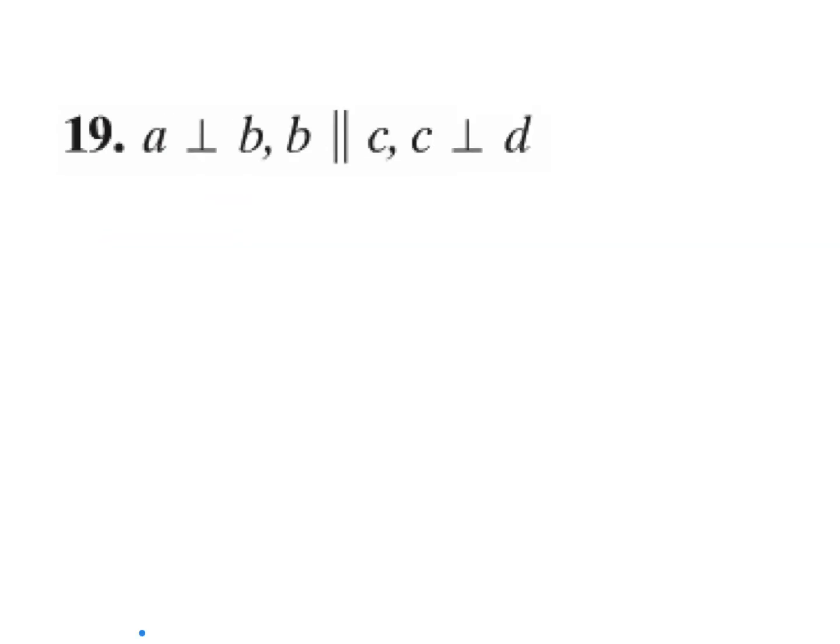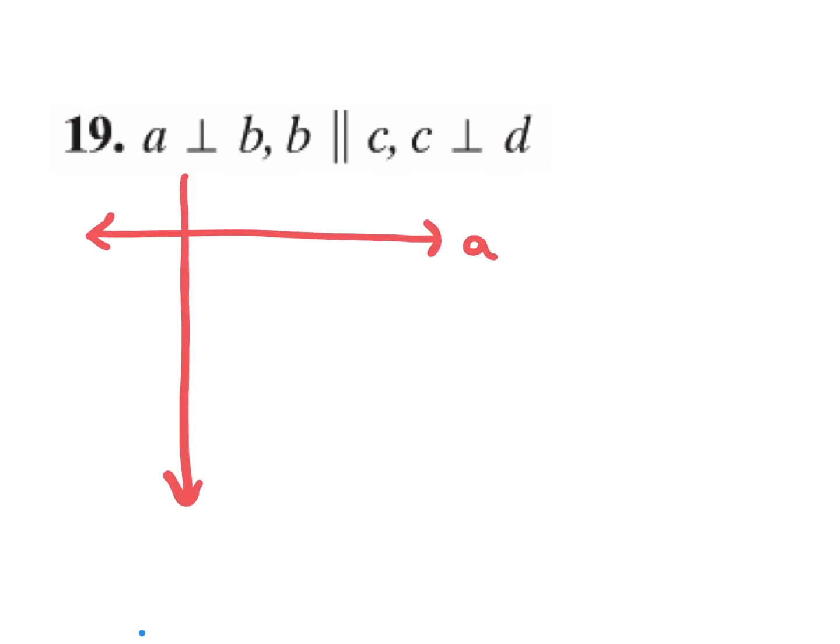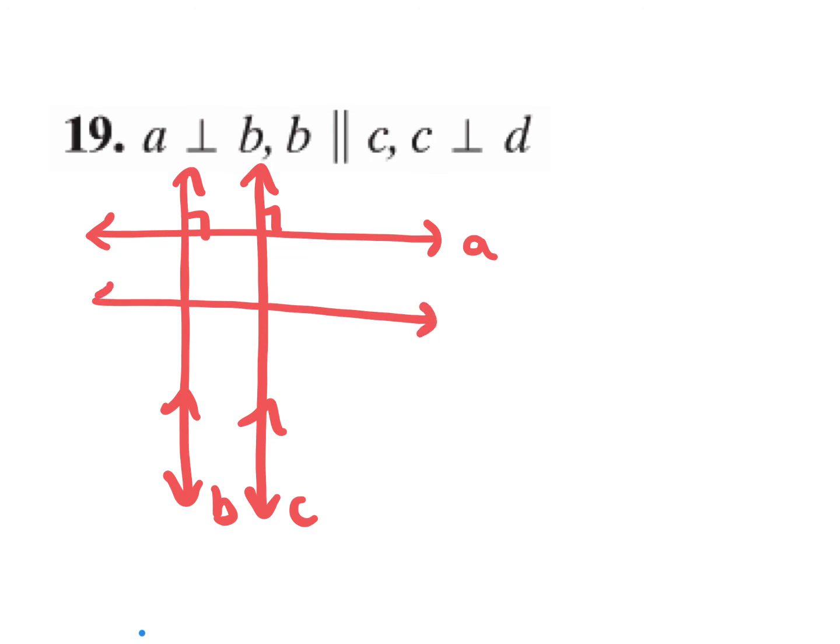Next I have A is perpendicular to B. Then B is parallel to C, so C is also vertical, forms a right angle, and they're parallel. And C is perpendicular to D, so D goes in the other direction. Making these lines parallel because these are also right angles. And again, I want to look at how A and D are related, so I could say that A is parallel to D.